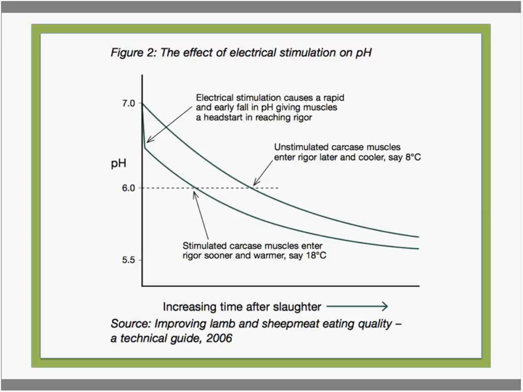It does mean that you can change your temperature window. Sorry, let me get the cursor up. With the stimulation, the temperature at pH 6 is 18, which is ideal, whereas previously it was 8, which is too low. So that allows you to make those variations to get a better eating quality.